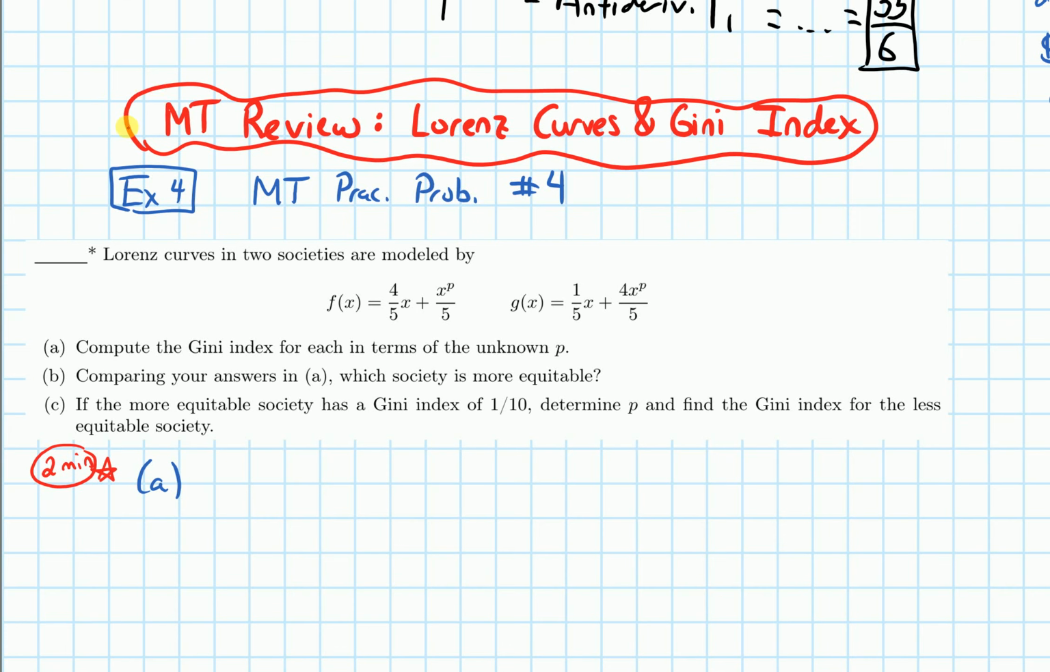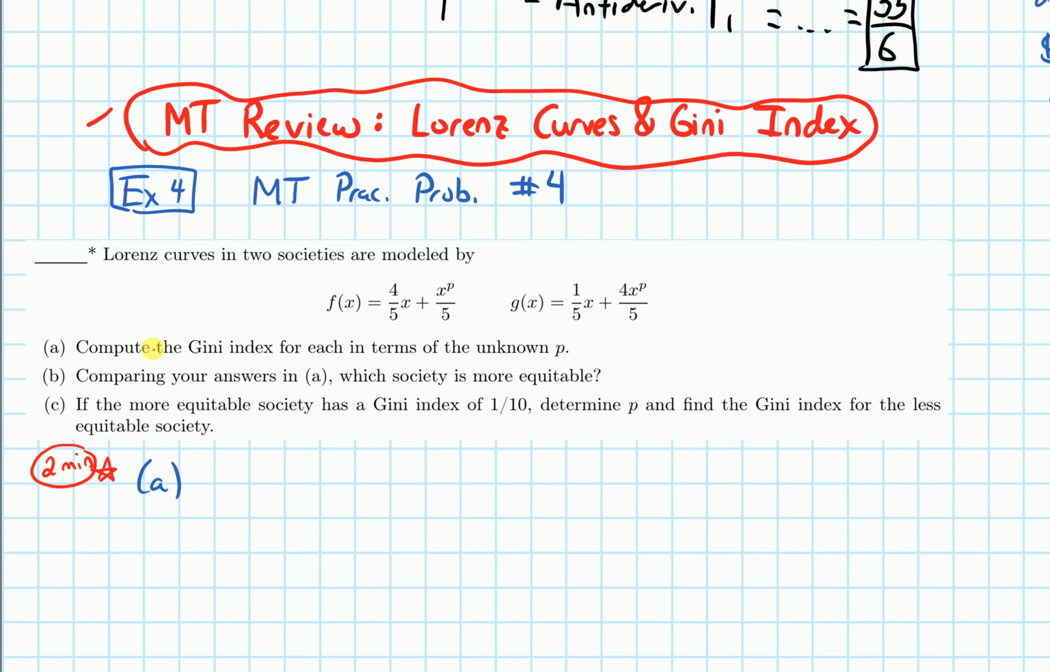In this video, we are continuing our midterm review by talking about Lorenz curves and the Gini index. So we are going to look at one of our midterm practice problems. It's question number 4, which I've copied in here. It says that Lorenz curves in two societies are modeled by these functions, f of x and g of x. And I want to look at part A first.